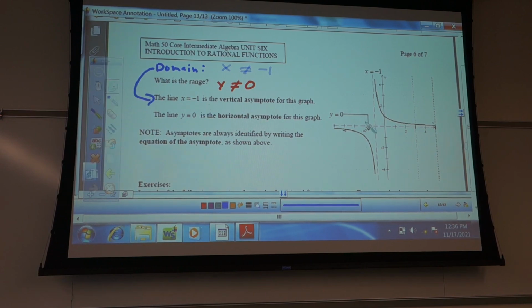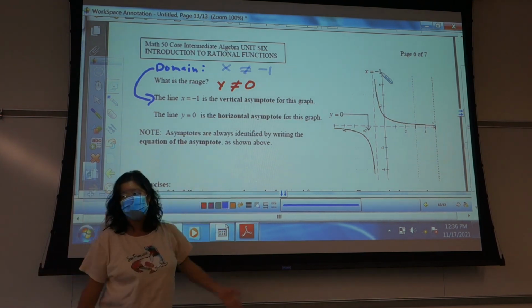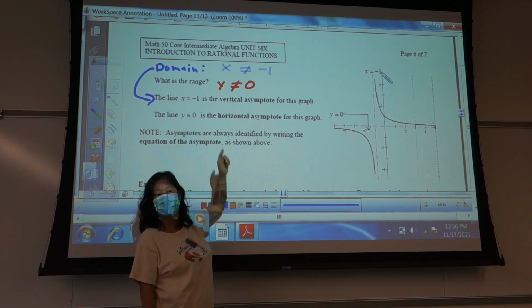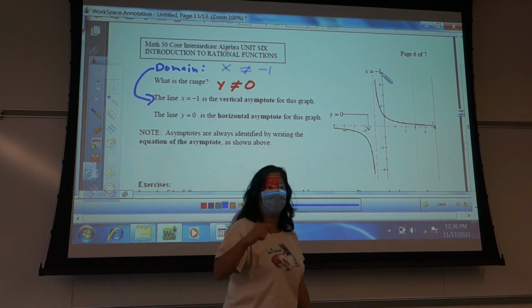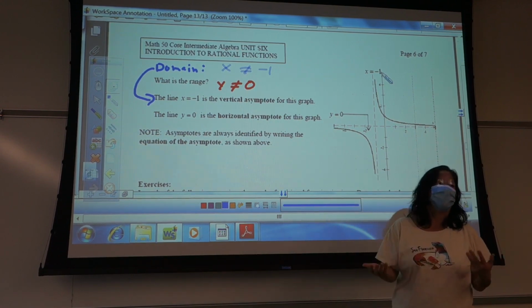What you'll notice is that the line x equals -1 is the vertical asymptote. So the asymptote is x equals -1. It's the exact same thing as this, only equals, right? My asymptote for y is y equals 0. The asymptotes are super easy to find, because once you figure out what x can't be, then x equals that is the line that it can't touch.